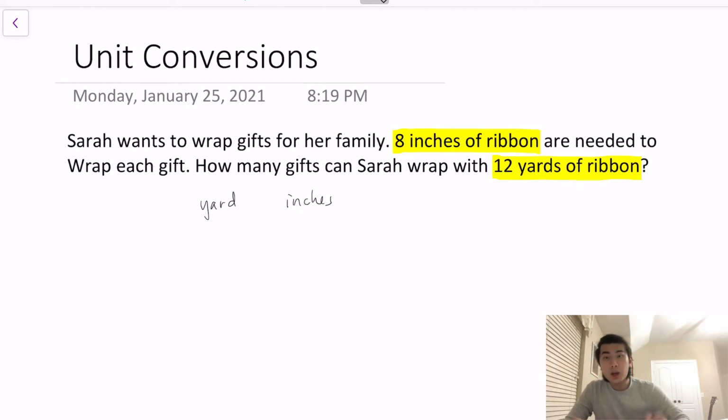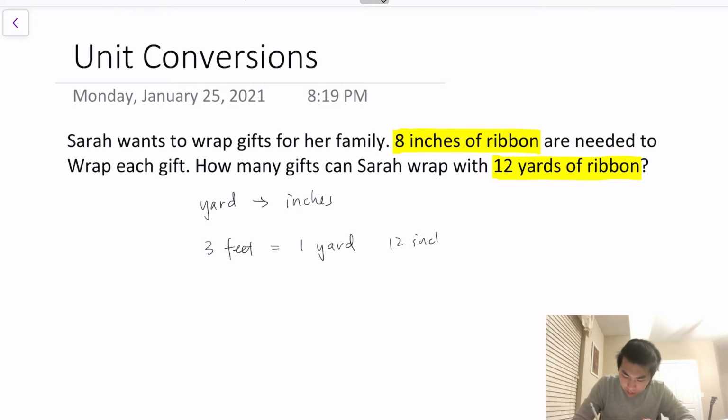Since we need to figure out how many inches are in 12 yards, and then we can go and figure out how many gifts Sarah can wrap, we need to first know how the units convert, right? And previously we've learned that there are 3 feet in each yard, and there are 12 inches in each foot. And since we know that yard is larger than foot, foot is larger than inch, we convert from yard to foot first, right? And in this case, we have 12 yards of ribbon.